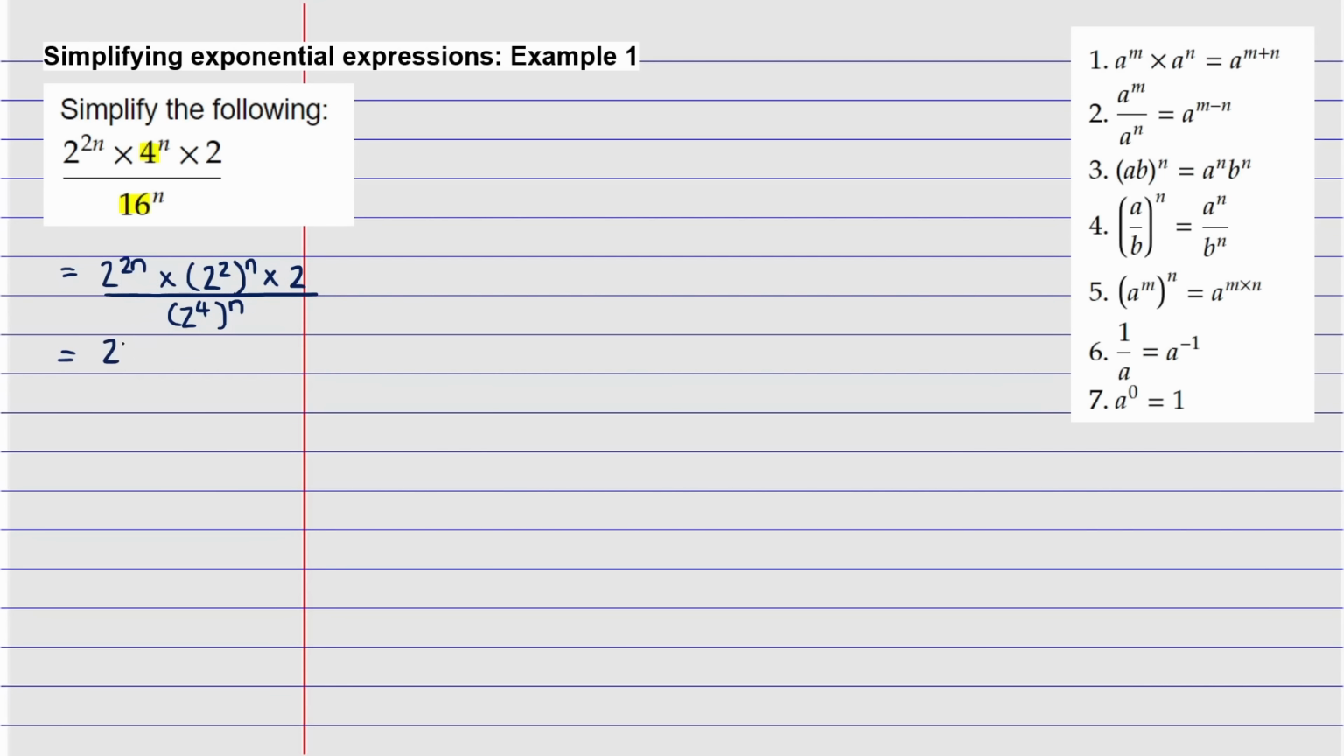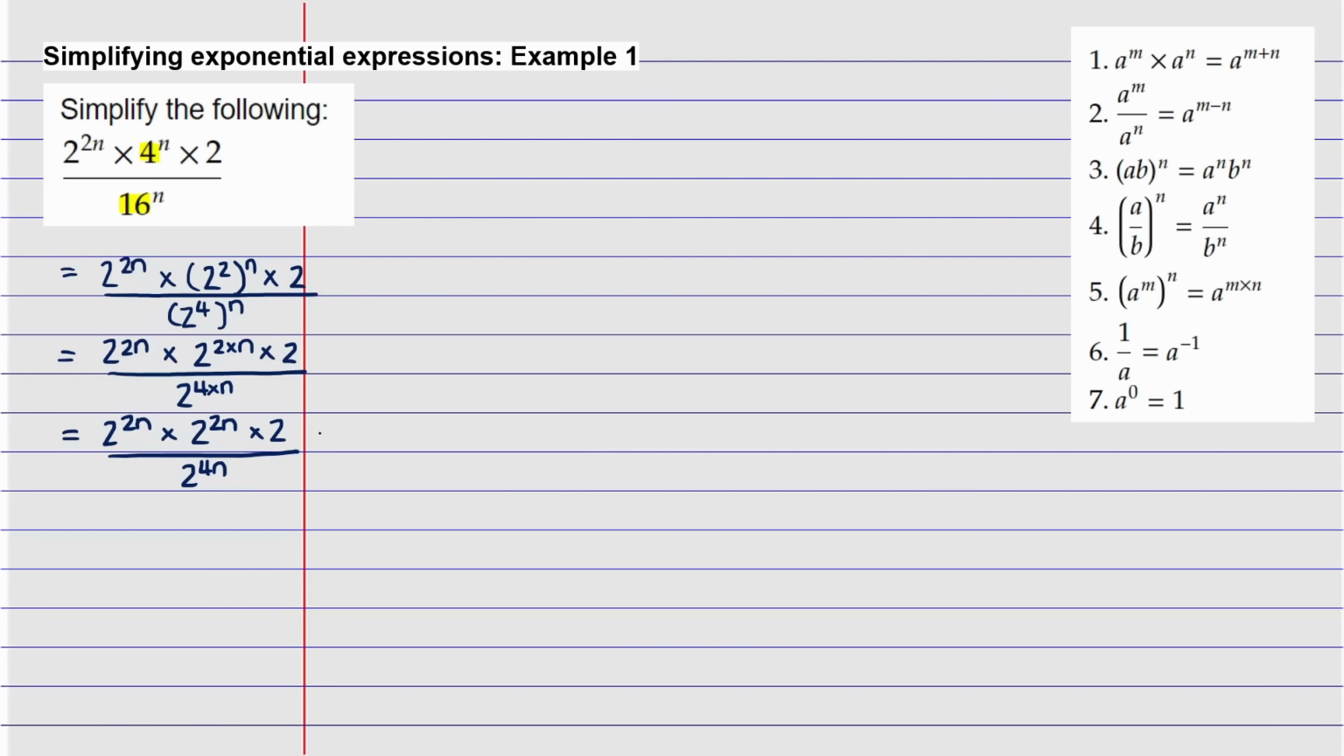So we're going to say 2 to the power 2n, multiplied by 2 to the power 2 multiplied by n, then multiplied by 2. Here in the denominator, it's going to be 2 to the power 4 multiplied by n. So let's simplify that. We're going to have 2 to the power 2n multiplied by 2 to the power 2n, then multiplied by 2, and this whole thing is the same as 2 to the power 4n, right? So now everything is nice and sorted.